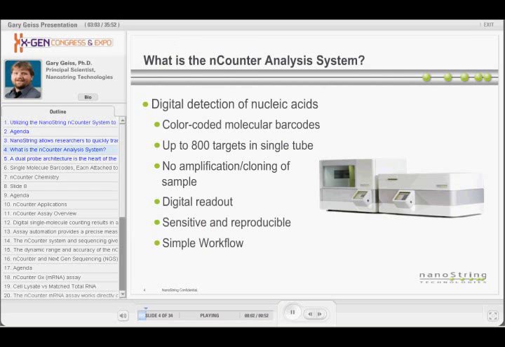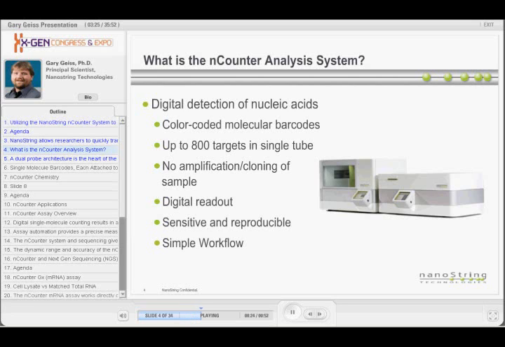The basis behind this system is, as I mentioned, a digital detection nucleic acid system. It uses color-coded molecular barcodes, which I'll talk about in a second. We are multiplexing up to 800 targets in a single tube using these barcodes.